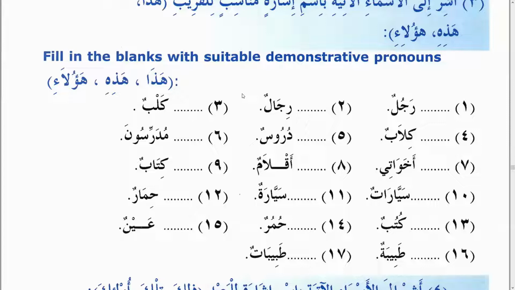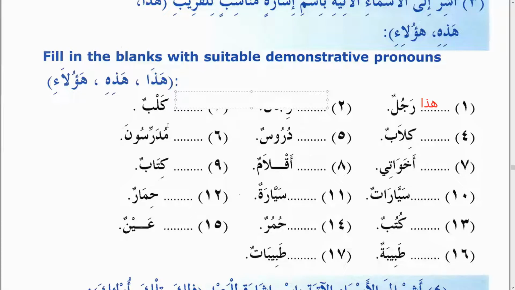Okay? We have to be careful now. First one. Hada, hadi, hawlai. Which one? This is a man. Hada. Yes, hada. Rijalun. These are men. Hawlai. Yes, hawlai. This will give you a good idea about everything, about the pronouns, because this is just the basics. So we should try to understand.